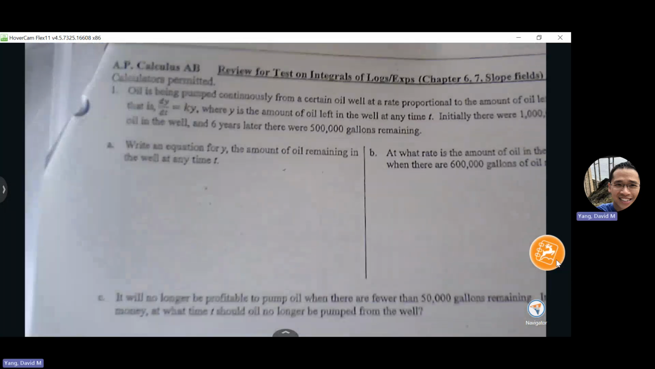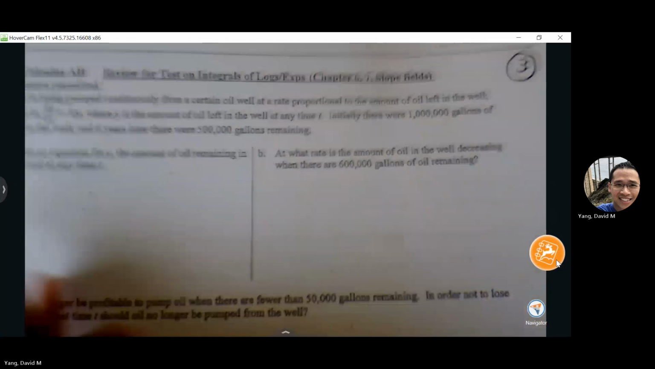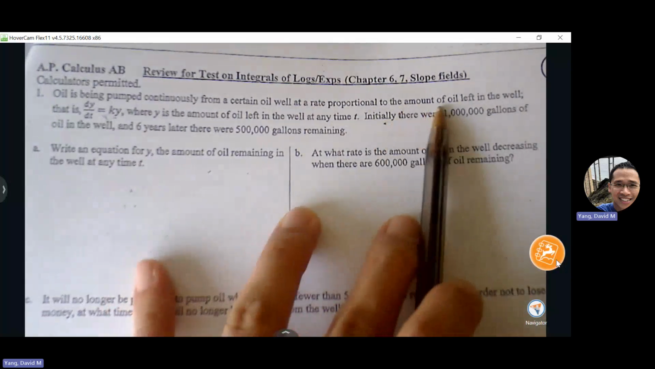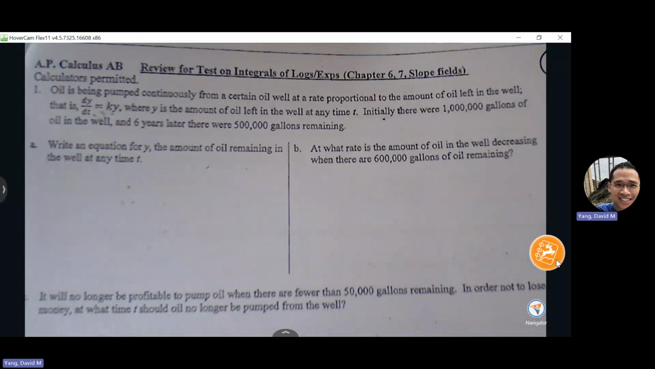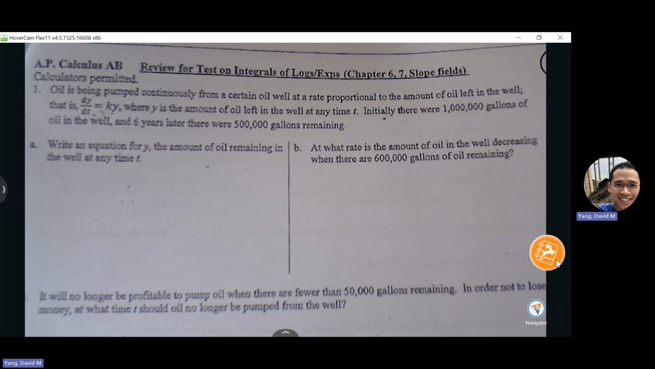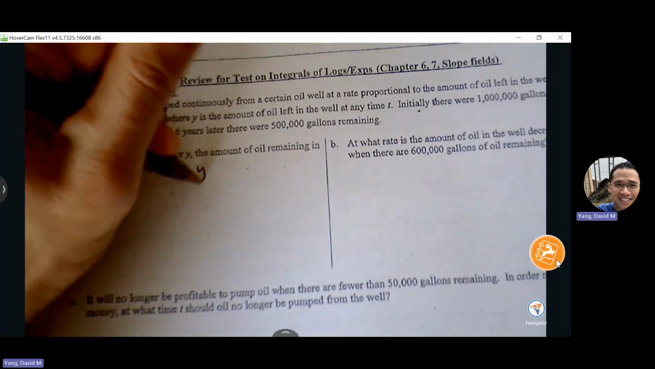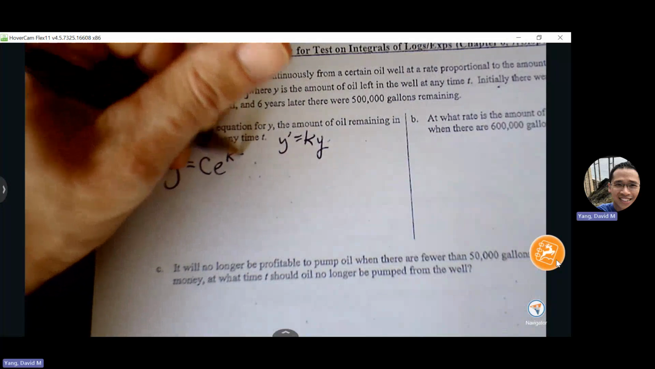Okay, this is page 3 here. Oil is pumped continuously from a certain oil well at a rate proportional to the amount of oil left in the well. dy/dt equals ky, where y is the amount of oil left in the well at any time t. Initially, there is 1 million gallons of oil. 6 years later, there's 500,000 remaining. Write an equation for y, the amount of oil remaining in the well at any time. So this is basically y prime equals ky. We can solve the differential equation, but do you guys remember what this turns into? Yes, y equals Ce^(kt).